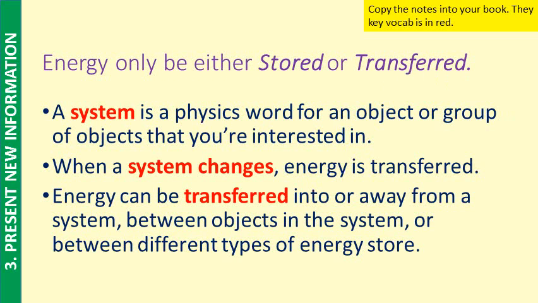And a word that you'll see quite a lot in physics is system. And all it is, it's a word for an object or a group of objects that you are studying. So for example, a beaker of water, or water in a kettle, or two cars colliding. And when a system changes, energy is transferred. So if you like, energy goes from one pot to another. And energy can be transferred into or away from a system. It can be transferred between objects in the system or between different types of energy store.